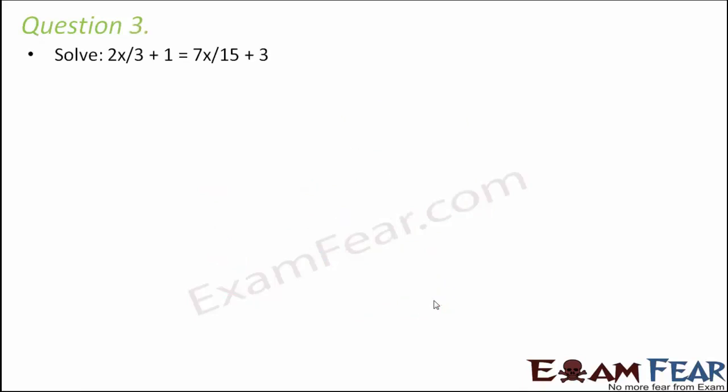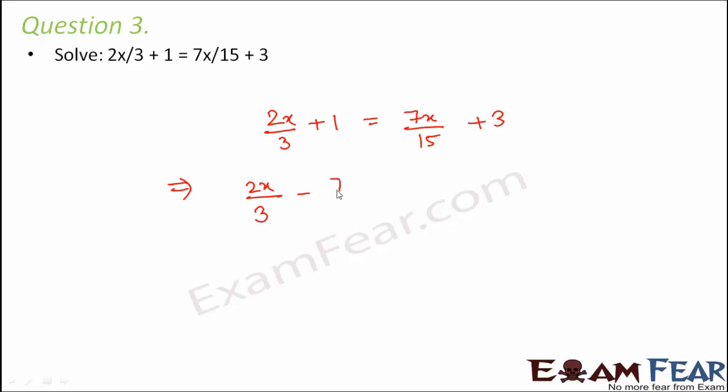Question number 3. Solve 2x by 3 plus 1 is equal to 7x by 15 plus 3. Here again the same thing. Let's bring the terms with x on left hand side. So it is 2x by 3 minus 7x by 15 is equal to 3 minus 1. So here 3 and 15, the LCM would be 15. So this would be 10x minus 7x and this would be equal to 2.